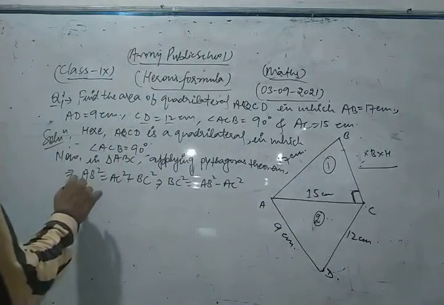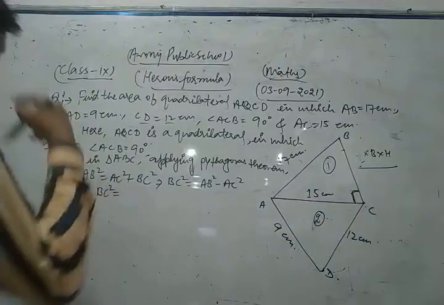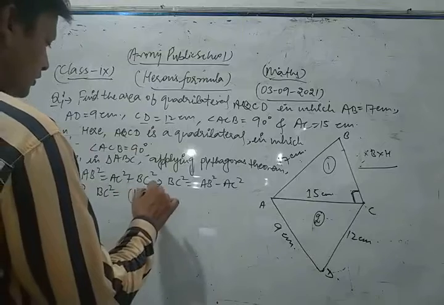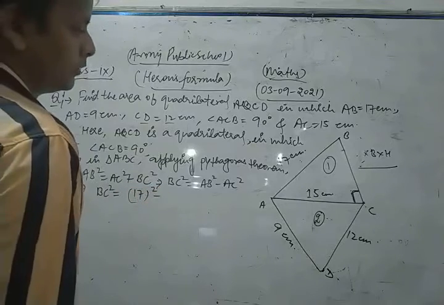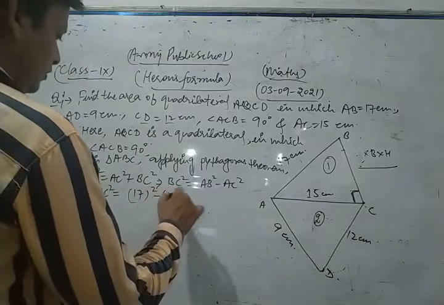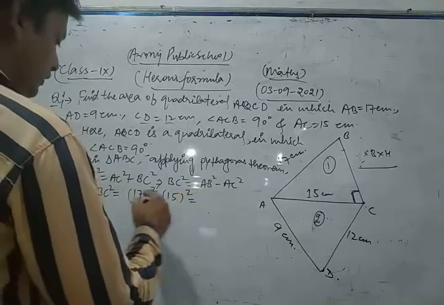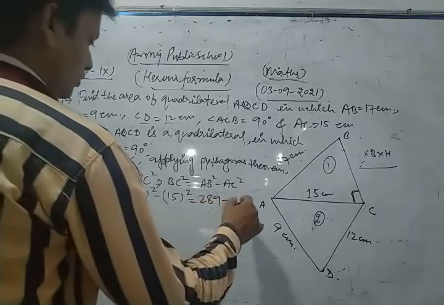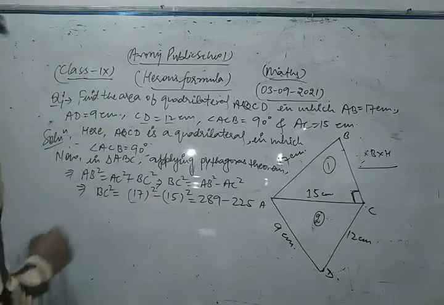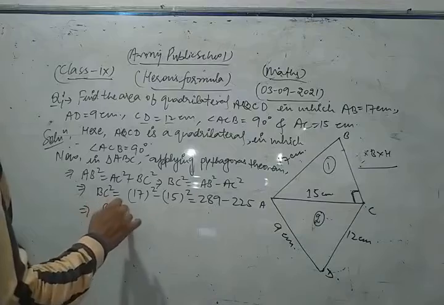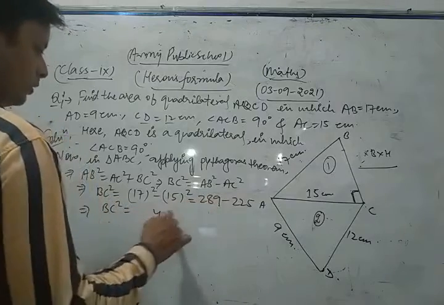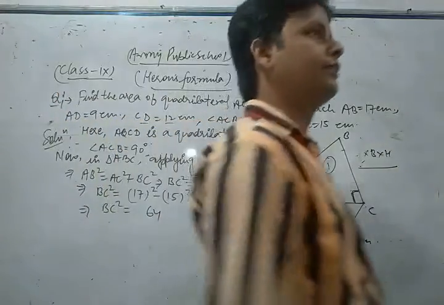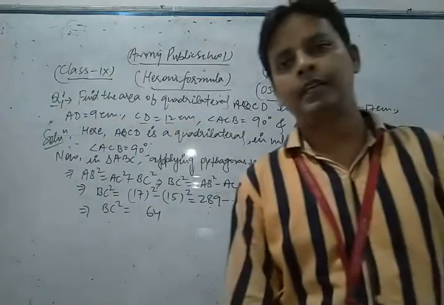So look. BC square is equal to AB, this is 17 square, minus AC, which is 15 square. So we get 17 square, this is 289, minus 225. So we get BC square is equal to 64.